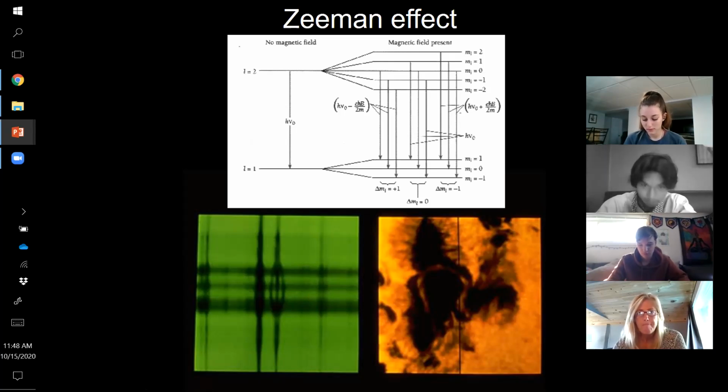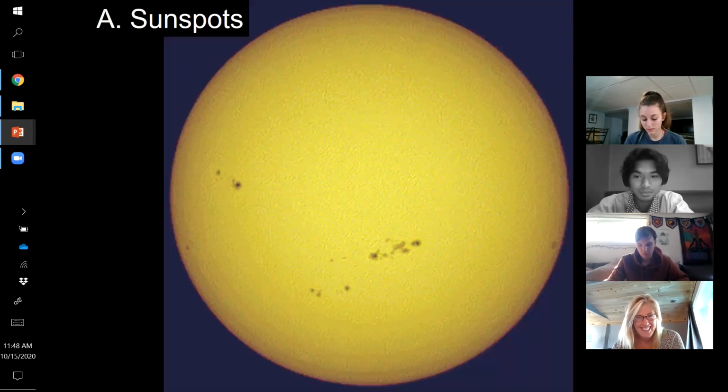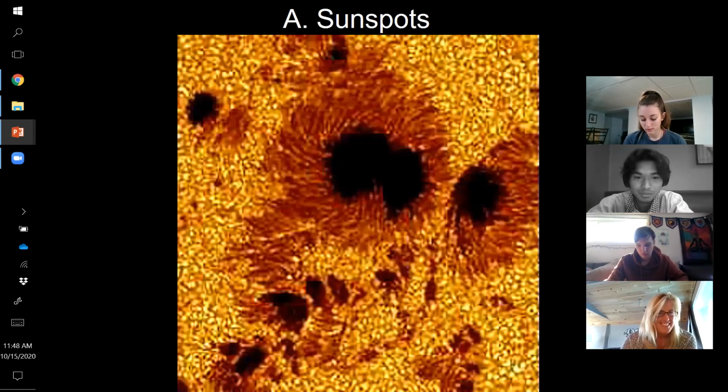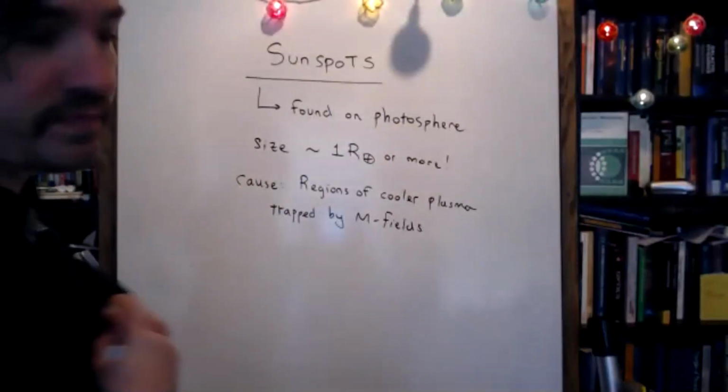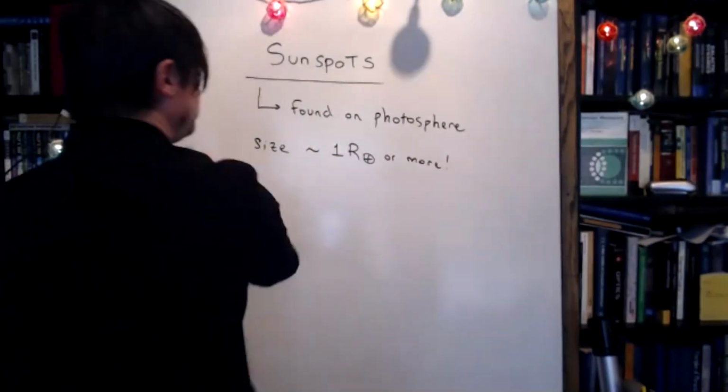Okay, you're probably going to forget all that, but what's the point? The point is sunspots are caused by magnetic fields. You guys will remember that one of our rules for magnetic fields is that magnetic fields trap plasma, okay? So let's do a little analysis on how this works. Bust out your calculators, and let's do a sunspot analysis.